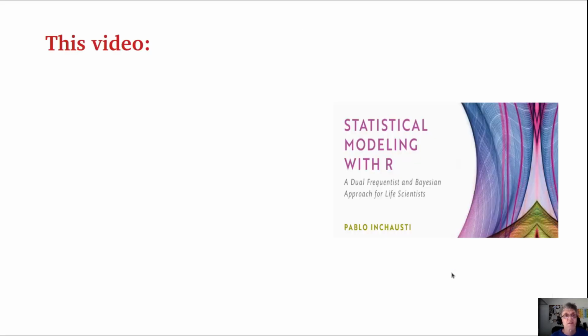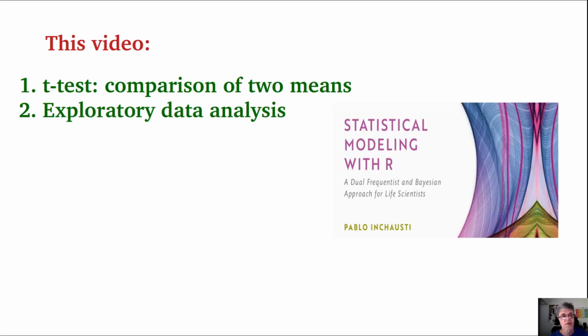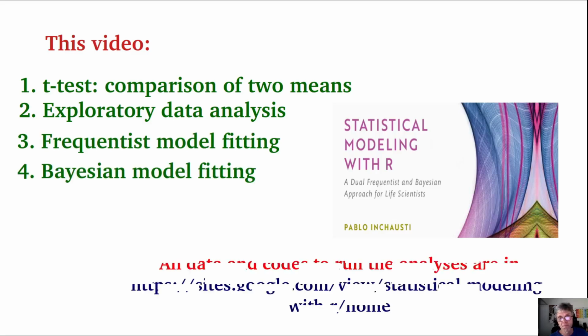So this concludes this video, in which I talked about the t-test, a method to compare the two means of a response variable that has a normal distribution, in which we had the exploratory data analysis, the frequentist model fitting, and the Bayesian model fitting.